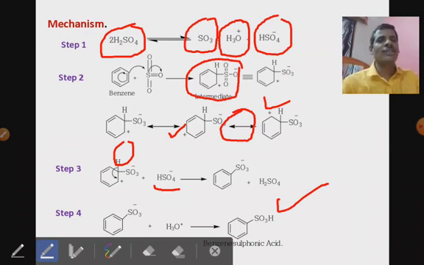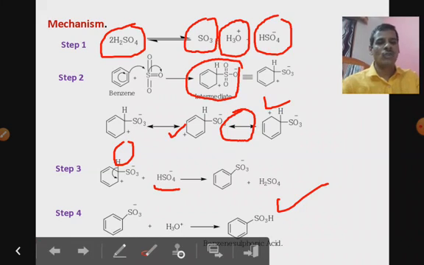In the first step there is a formation of SO3, that is sulfur trioxide. In the second step there is a formation of the intermediate, and this intermediate can be stabilized through resonating structures. In the third step, the removal of the H plus ion, and in the fourth step, acceptance of the proton. In this way this mechanism can be discussed in four steps.